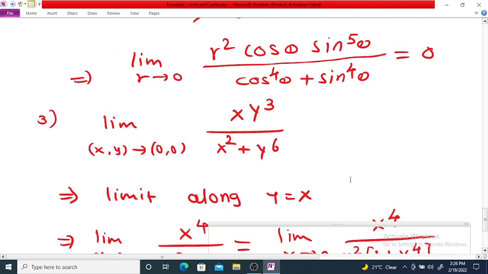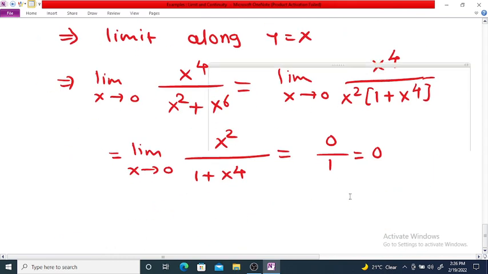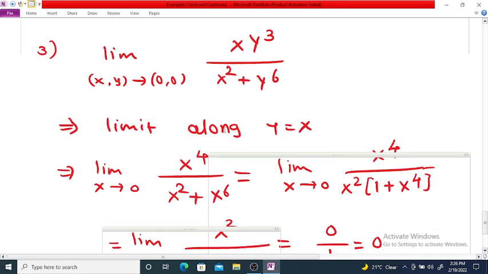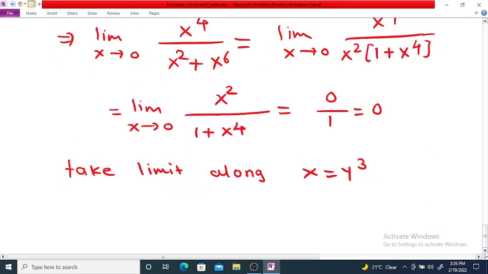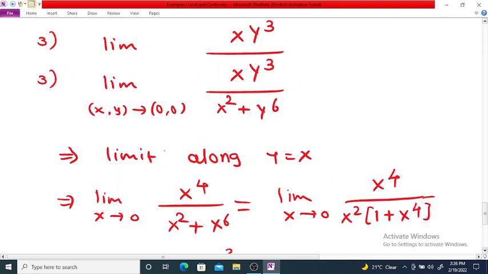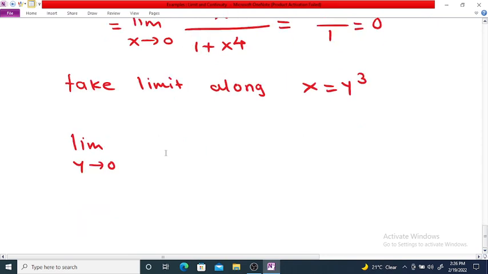Now if we take the second path, say x is equal to y cube, taking the limit along the curve x equal to y cube passing through the origin, then the limit as xy tends to 0, 0 becomes limit y tends to 0 of x y cube, so y cube into y cube, it is y raised to 6, divided by x square, so it is y raised to 6 divided by y raised to 6.